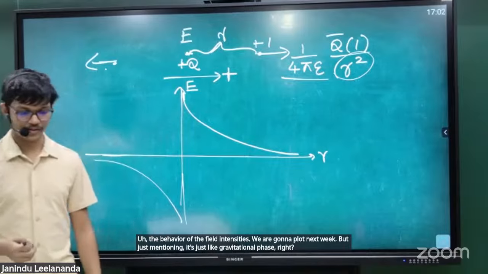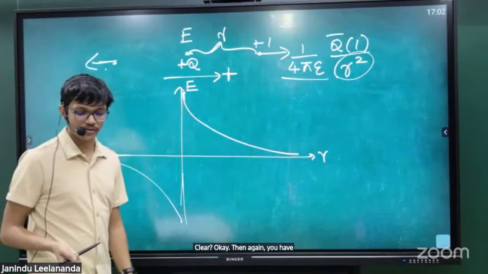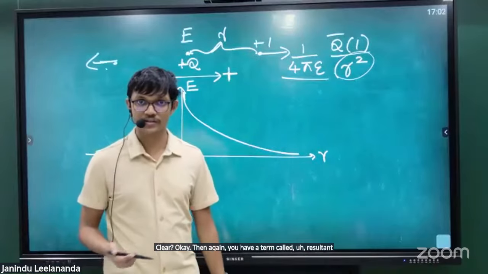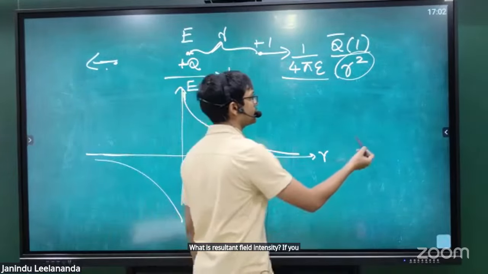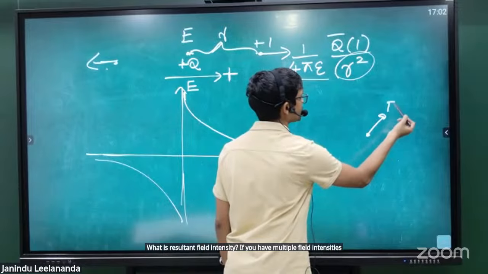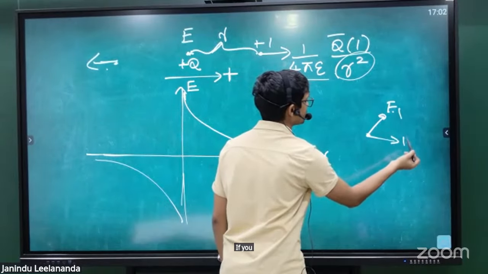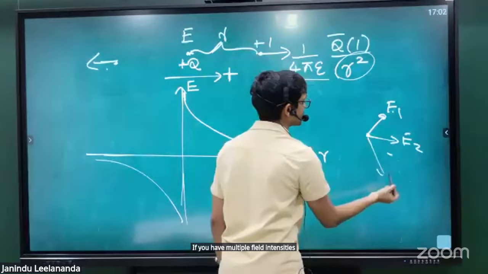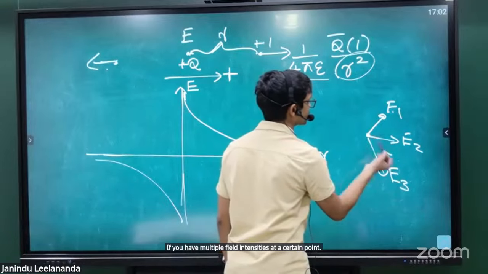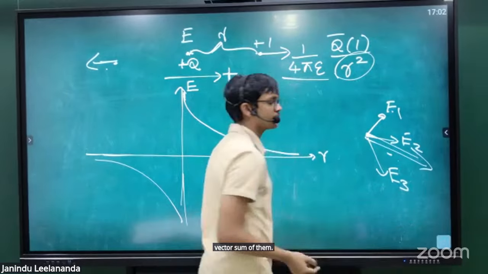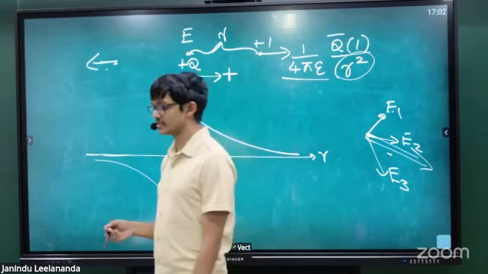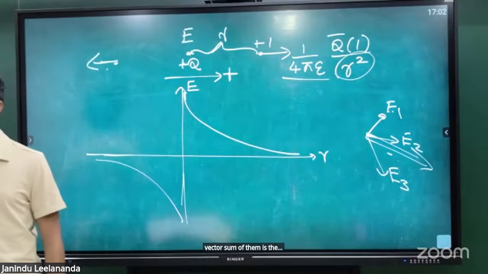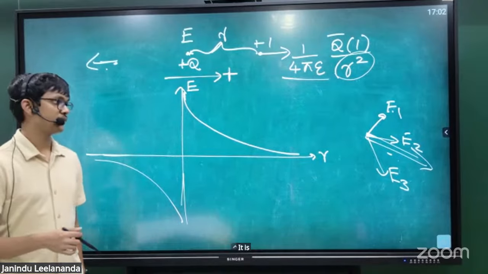Then again you have a term called resultant field intensity. What is resultant field intensity? If you have multiple field intensities at a certain point, the vector sum of them is the resultant field intensity. It is the vector sum.